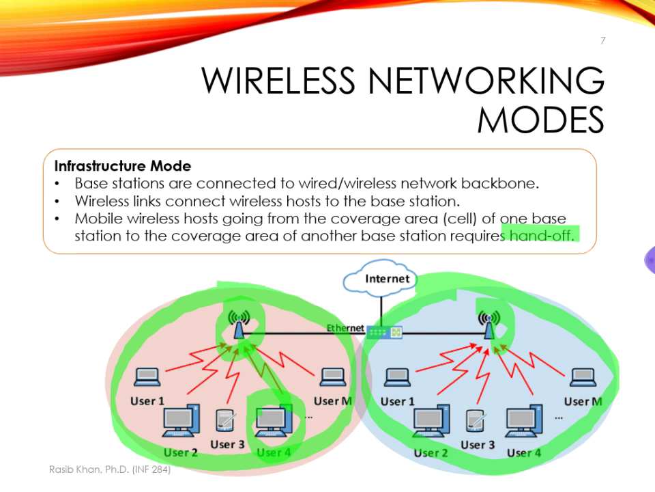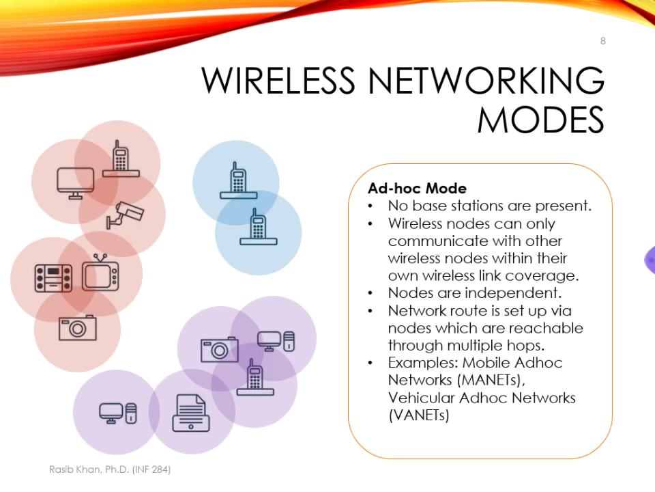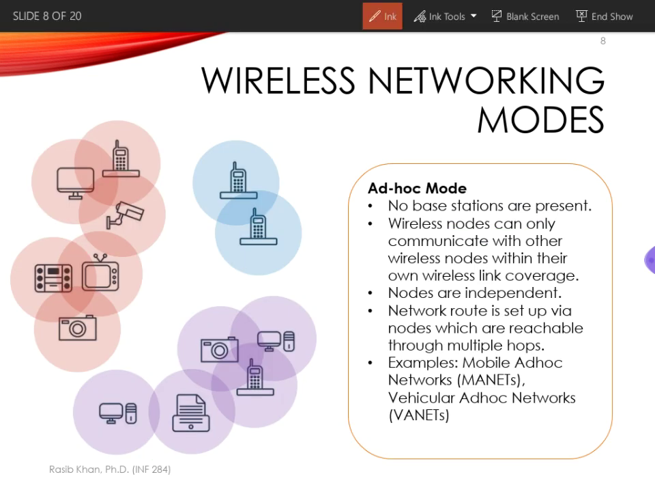The next operating mode for wireless networks we refer to as ad hoc mode. This is slightly different than the infrastructure mode, given that in the ad hoc mode, there are no centralized entities. So you don't really have access points to facilitate the wireless network. And the nodes are connected to each other based on the range of their own network capacity.